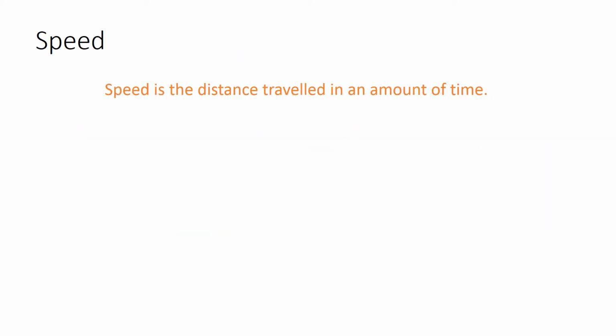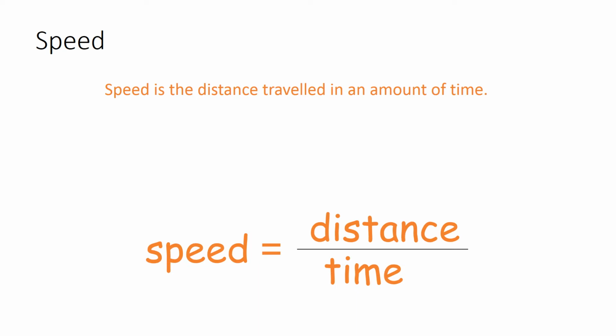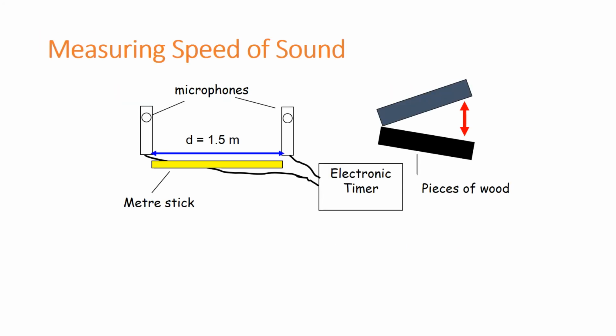Speed is the distance travelled in an amount of time. If we're doing an experiment to find this, we can make a sound by banging two pieces of wood together. The sound is made, then it travels towards the first microphone and starts the timer. The sound then continues traveling to the second microphone and stops the electronic timer. The microphones are set a distance apart, so we have a time from one microphone to the other one, and we have a distance, so we can work out our speed.